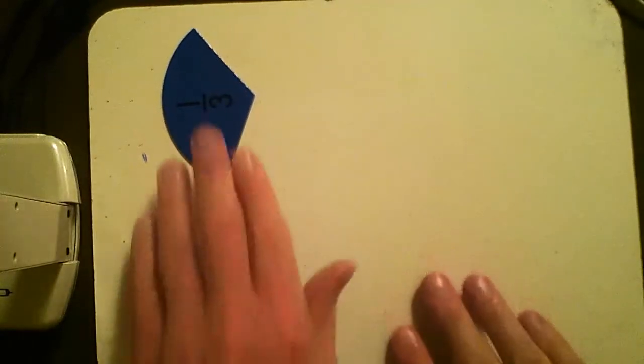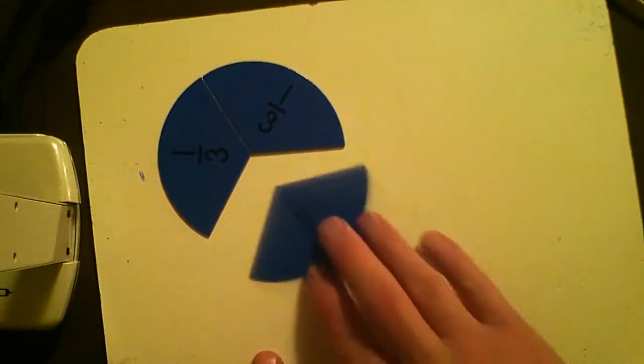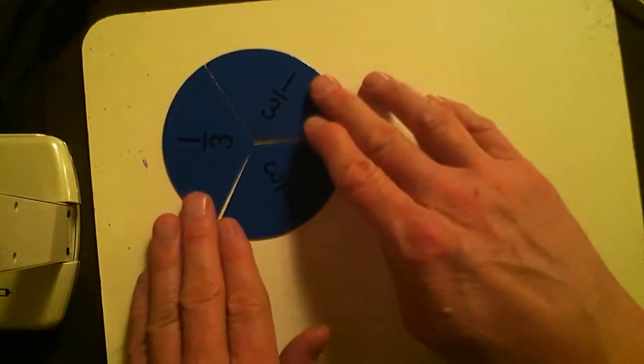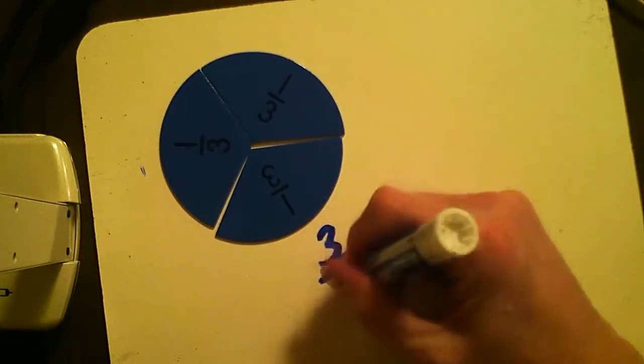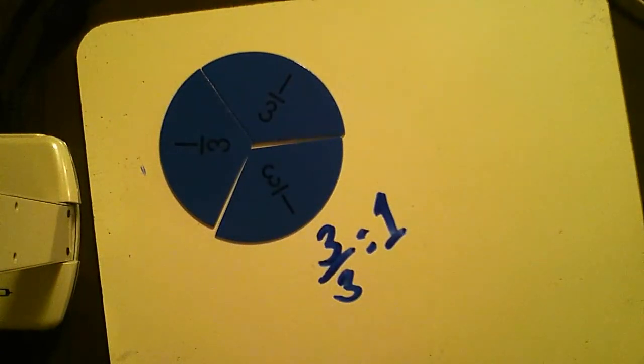And let's think, how many thirds make a whole? Well, since they're thirds, there's going to be 3 parts to a whole, right? So we can say that this is 3/3, but we could also say that it's 1, right? Same thing. 3/3 and 1 is the same thing.